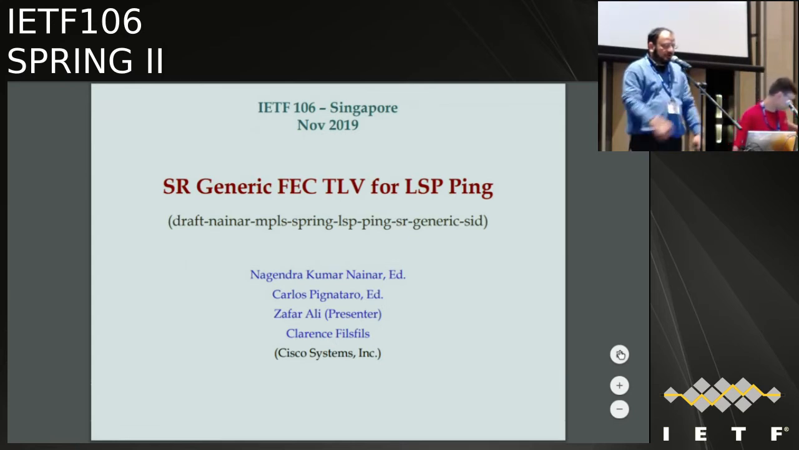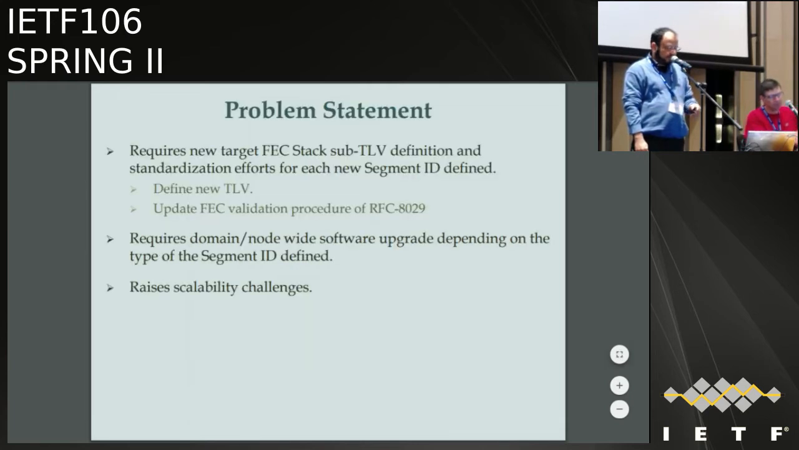The document talks about generic FEC TLVs for LSP ping, and I'm presenting on behalf of my co-authors. So the problem statement goes as follows. In MPLS, for OAM purposes, for ping and traceroute, we define a FEC stack sub-TLV. And to date, every time we define a new SID type, we have to go and define a new FEC stack TLV and define the procedure associated with it.